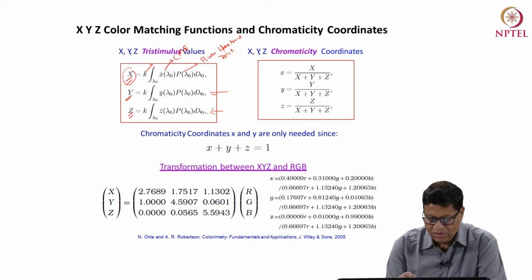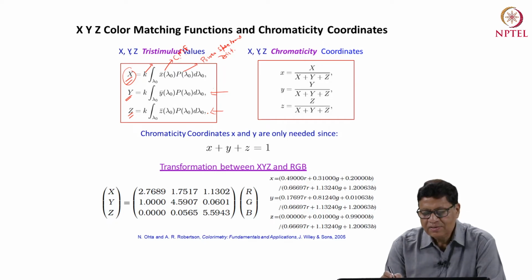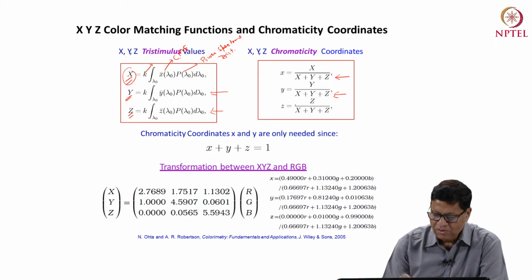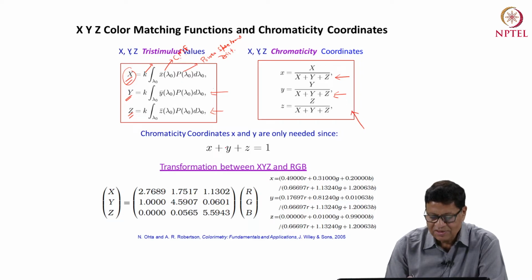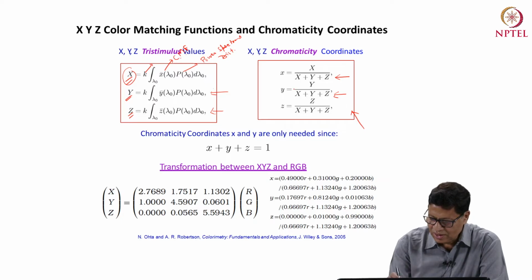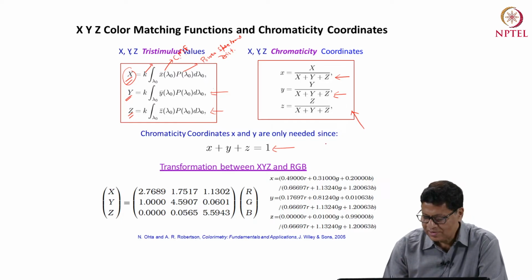And if you want to convert this into some coordinates x, y, z, so x is given by capital X divided by this total, again the total, and similarly for z. Now we see from here the sum of these chromaticity coordinates x, y, z, if you see, it is 1. So even if I know x and y, the z can be found out.